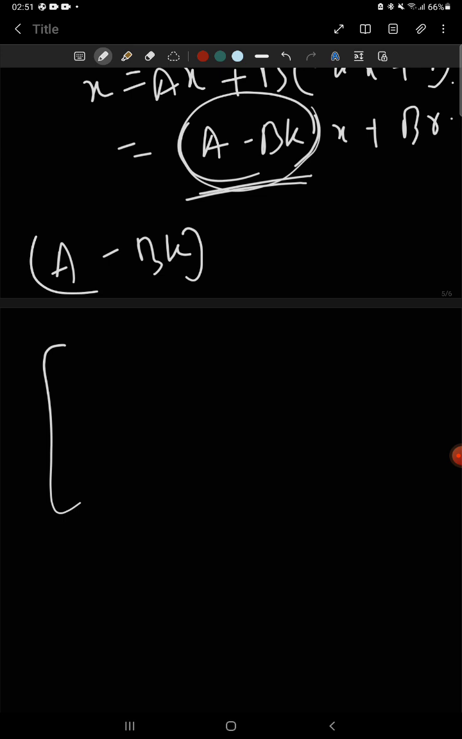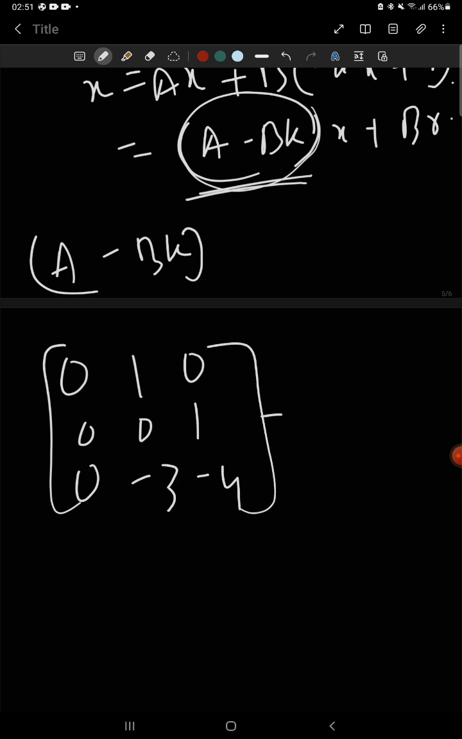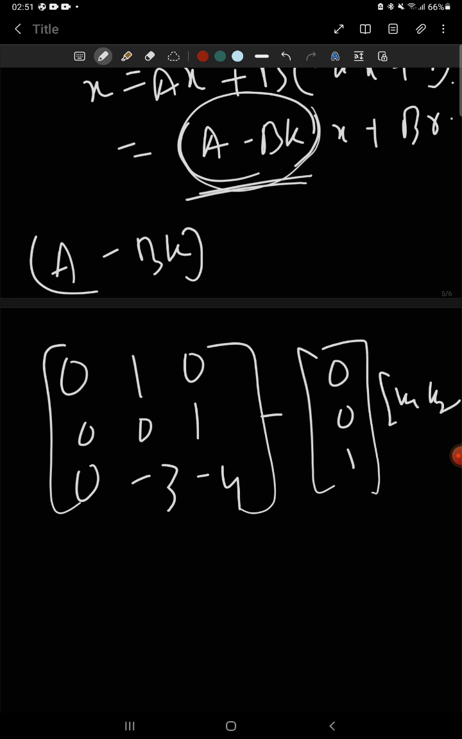You need to figure out this matrix. So A, I think we all have, it is something like this: 0 1 0, 0 0 1, 0 minus 3 minus 4. Okay, so now how do I figure out BK? So this is how my B will look, right? And K will be K1 K2 K3, right? Okay, so if I have this, after multiplying this, how will you do that?